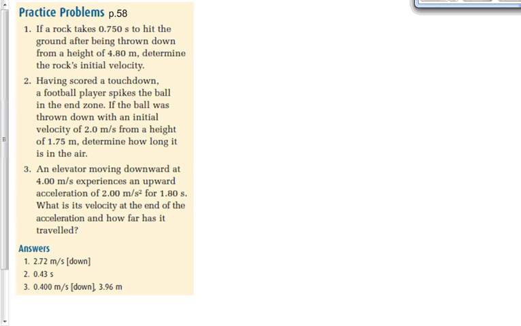Let's take a look at number 3 right now. An elevator moving downward at 4 meters per second experiences an upward acceleration for 1 point. Wait a second. That doesn't make sense, does it? How can an elevator moving downward experience an upward acceleration? What do they mean by that? It's moving downward, but it experiences an upward acceleration. Don't you have to be moving upwards to experience an upward acceleration, Carrie? No. That would be a downward acceleration.